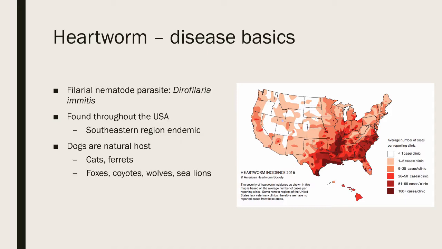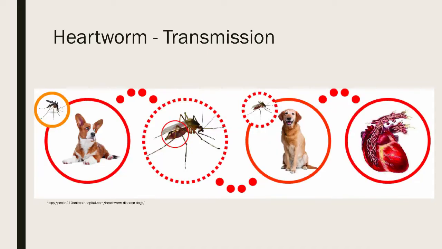And it has dogs as a natural host. So dogs are where the microfilaria and the heartworms themselves like to complete their life cycles. There are other hosts that can harbor it. There are cats, ferrets, and then wildlife as well. But mainly dogs, which is our concern in the shelter as well.